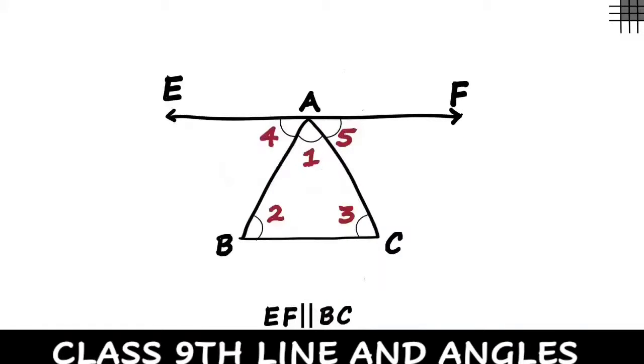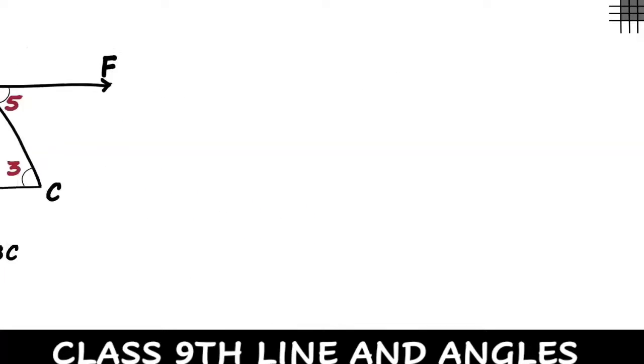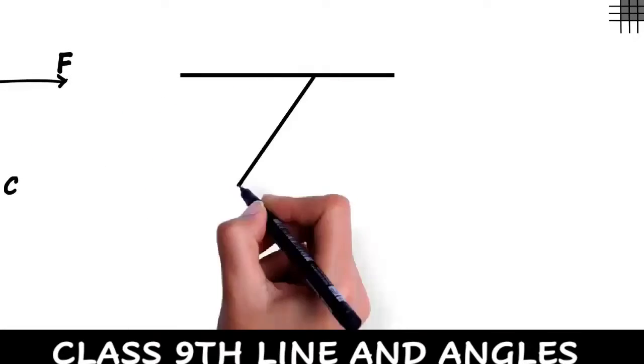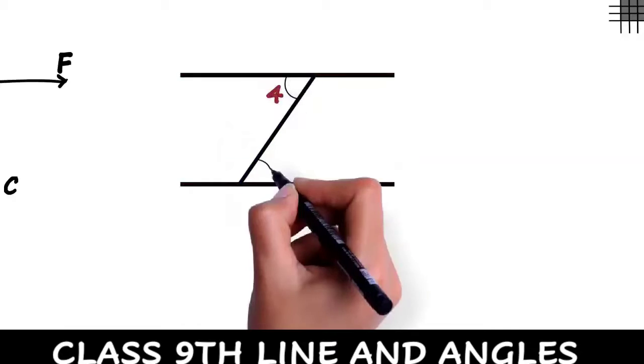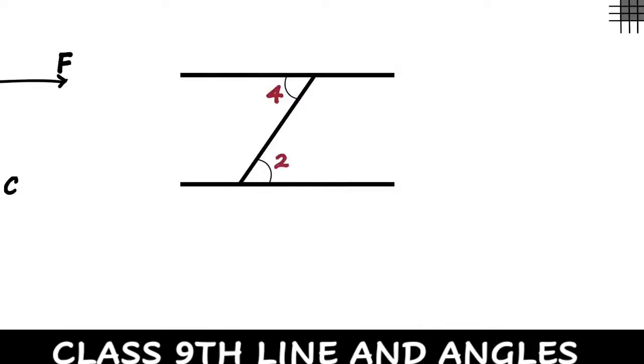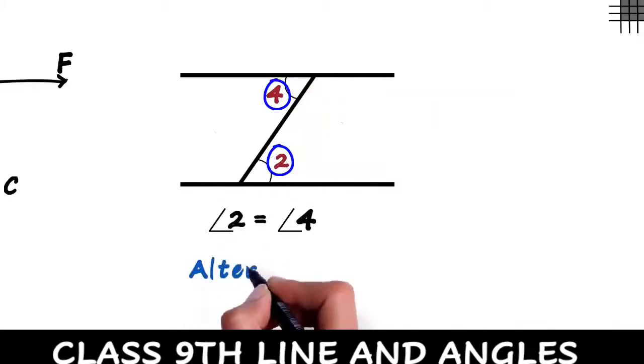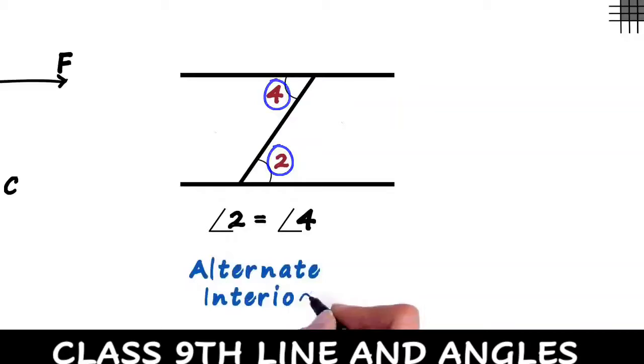Before we move forward, let us understand a new concept. Assume these are two parallel lines and there is a transversal that cuts those lines. Let this be angle 4 and this be angle 2. In such a case, angle 2 will always equal angle 4. These are alternate interior angles. Remember, the transversal has to cut two parallel lines.